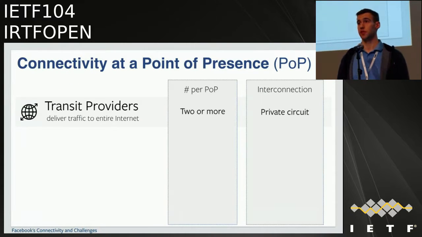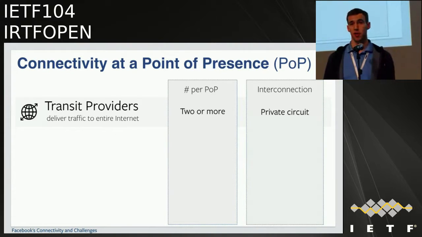So back to those points of presence that we have around the world. At each of those, we have 3 types of connectivity. First, we have transit providers, and transit providers can deliver traffic to the entire internet. At each POP, we typically have 2 or more of these for redundancy, and we connect with them through a private circuit, sometimes known as a private network interconnection.